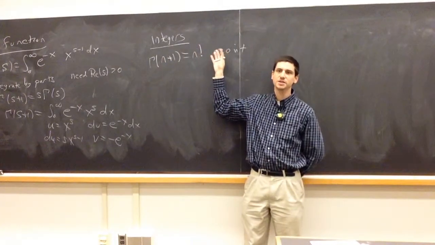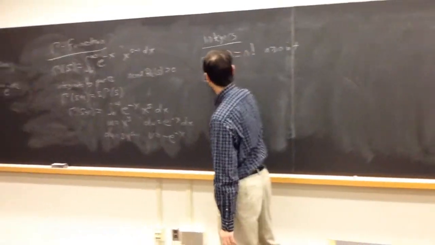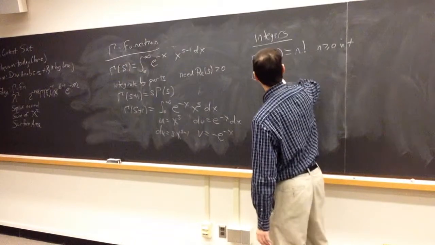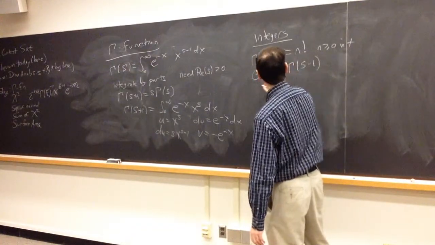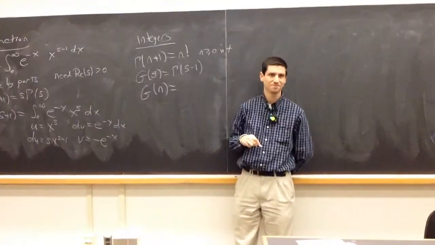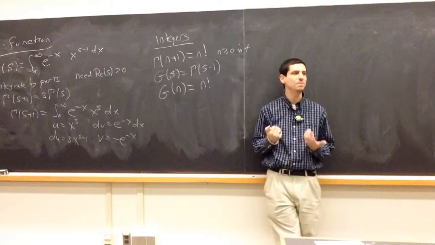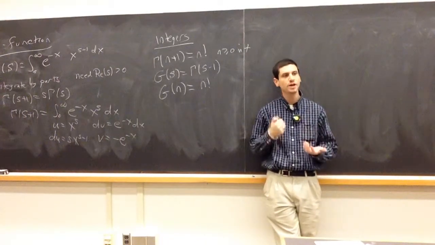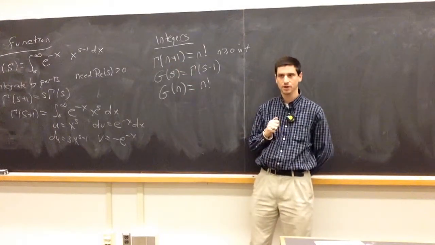Not surprisingly, some mathematicians did not like this. They created another function. I believe it's called g of n, well, I guess g of s, which would be gamma of s minus 1. And so what would g of n be? It would be n factorial. And so you just shift the definition of the function. Not a big deal. It's which one is better algebraically. For most things, the gamma of n is.